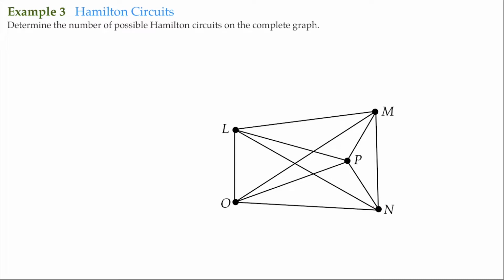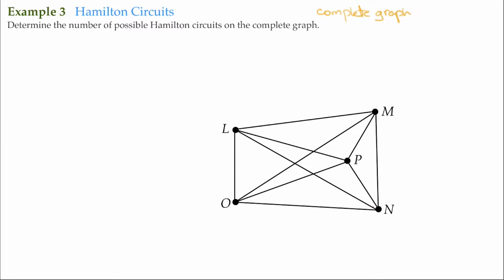Now, Euler's theorem tells us if a connected graph contains an Euler path or circuit. However, there is no theorem or method that does the same for a Hamilton path or circuit. But if a graph is a complete graph, and I'm just going to write it down up here, a complete graph.